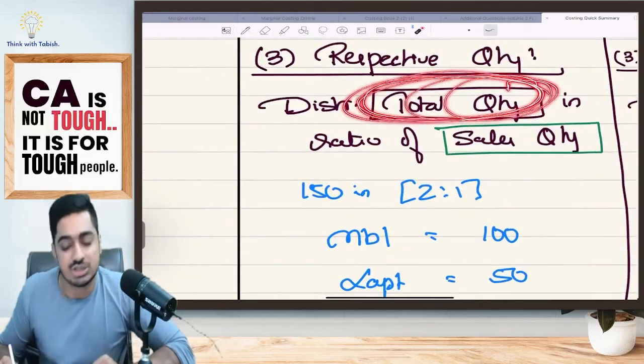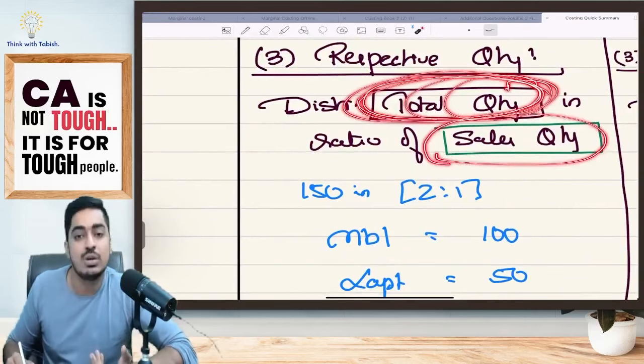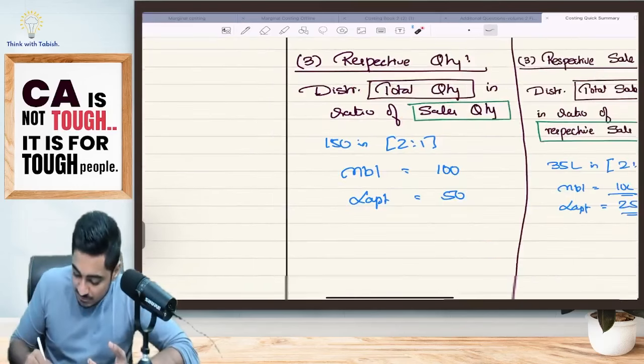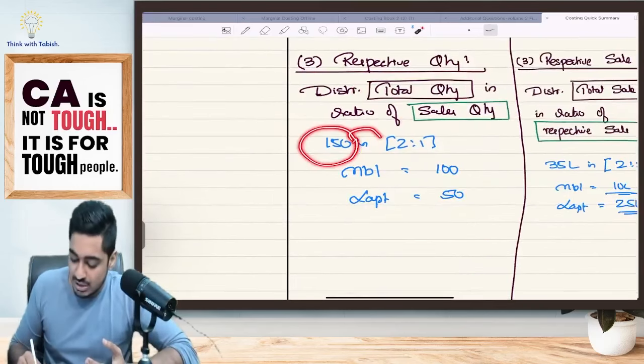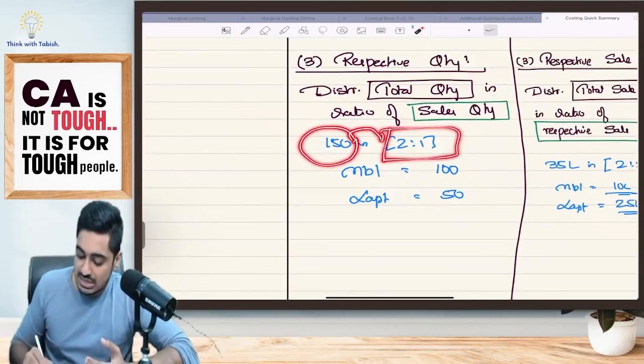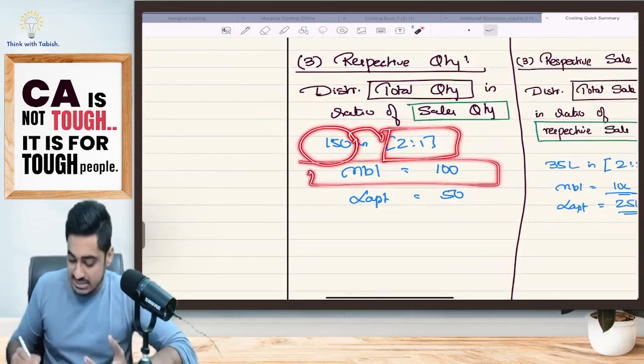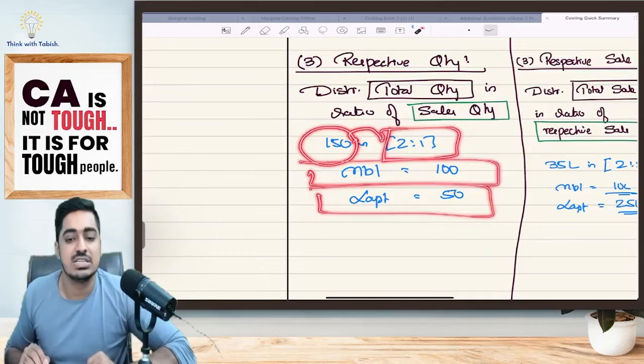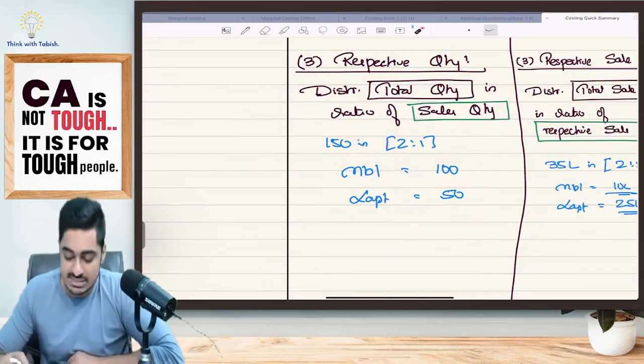In which ratio will I distribute the quantity? In the ratio of sale quantity. So a total of 150 units I have to distribute, and units are sold in which ratio? 2:1. That means mobile will be 2/3, that is 100. Laptop will be 1/3, which is 50. Yes or no, everyone? Is this clear?